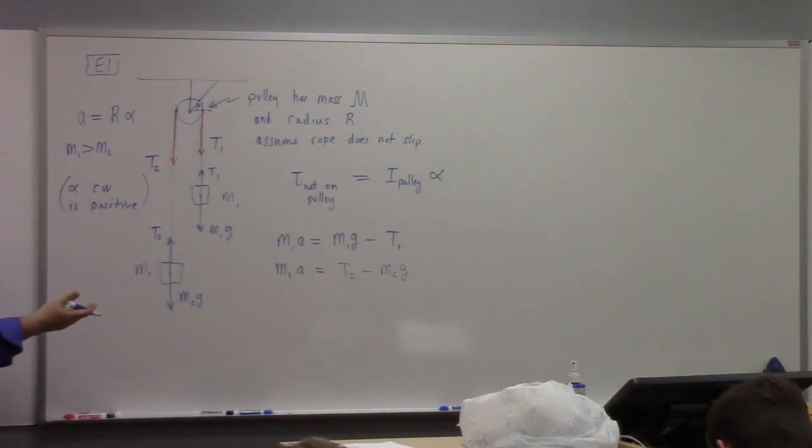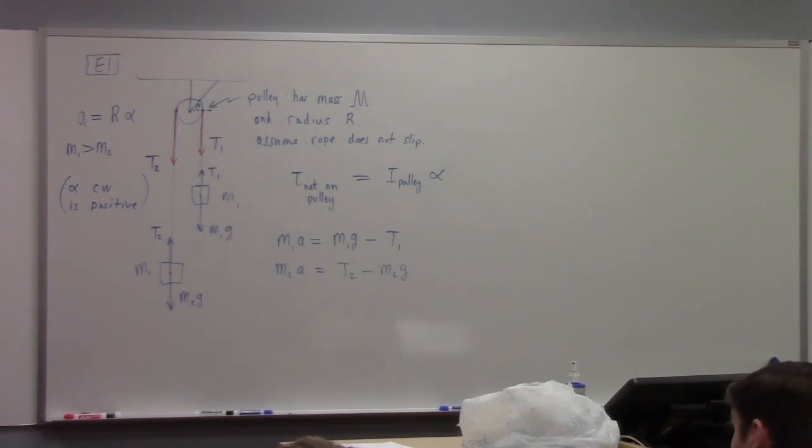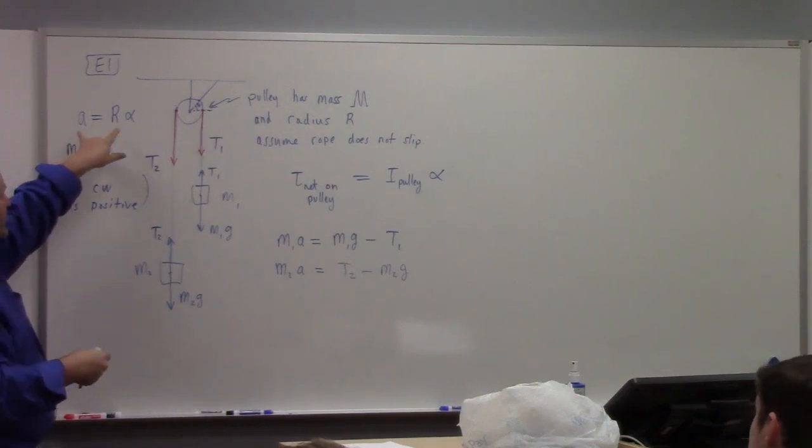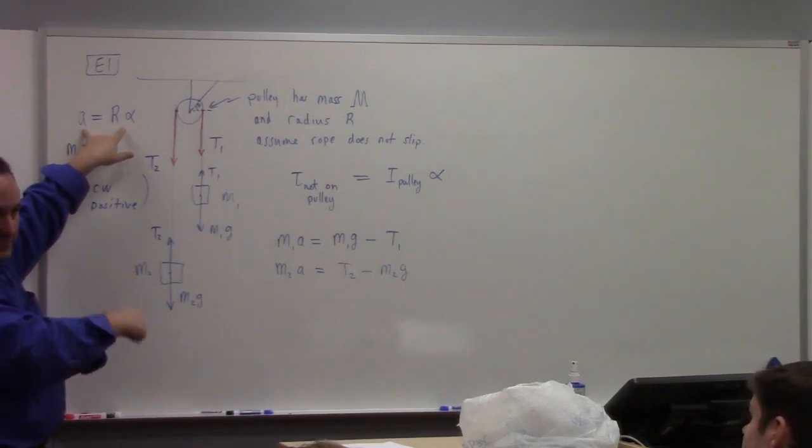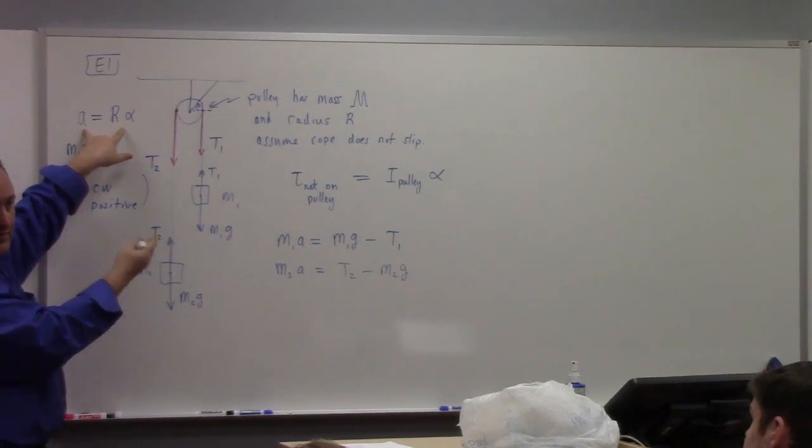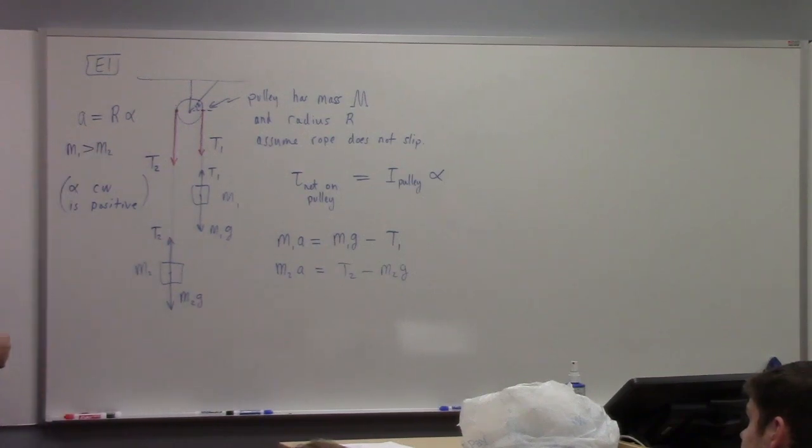If I wanted to fix that, I'd have to go back to my Newton's equations and instead define M2 dropping to be a positive acceleration. Then I would also have that counterclockwise was a positive direction, if I want to, because once I write A equals R alpha, that links the translational motion of the masses to the rotational motion of the pulley. All right. So then what?